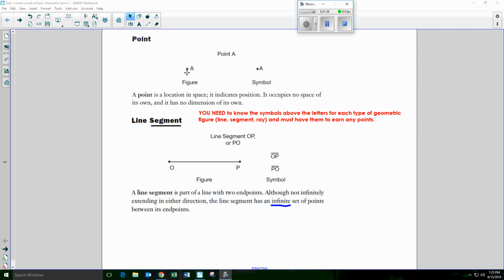So the first thing is point. A point has no dimension. You can have 0, 1, 2, or 3 dimensions. A point has 0. A line, segment, and ray have 1 dimension, and a plane has 2 dimensions. Space, or 3D objects, have 3 dimensions.